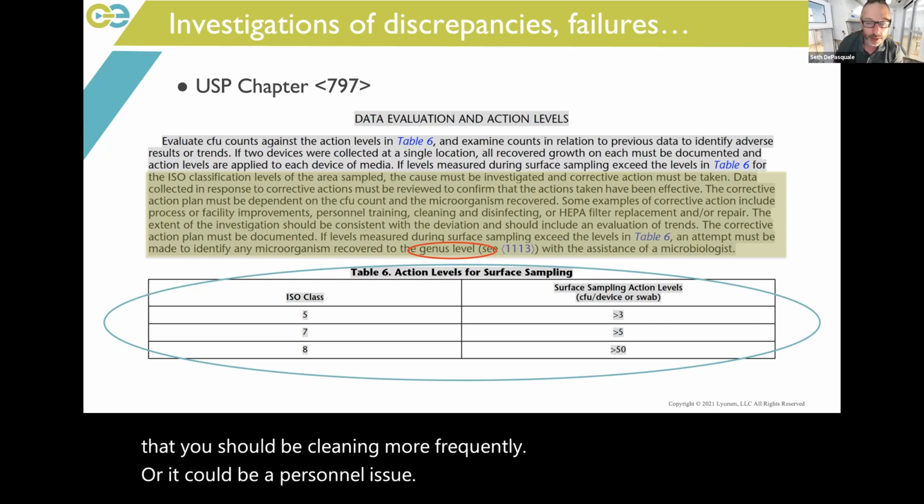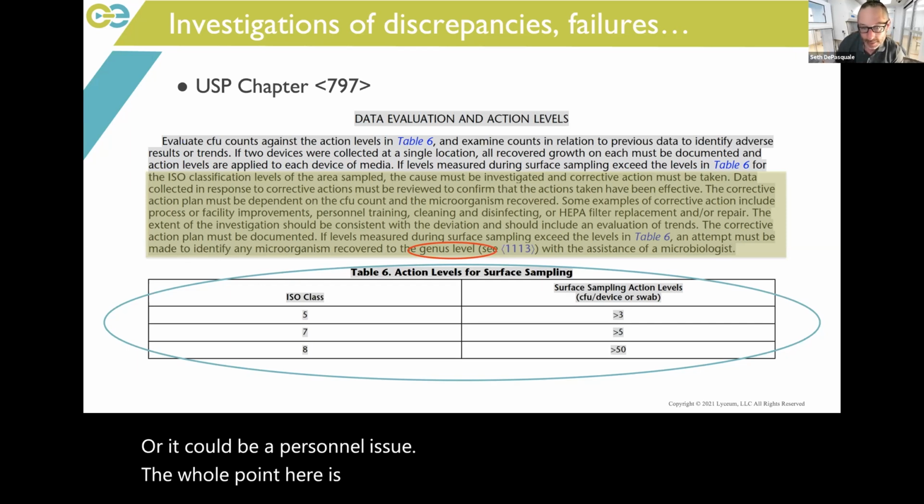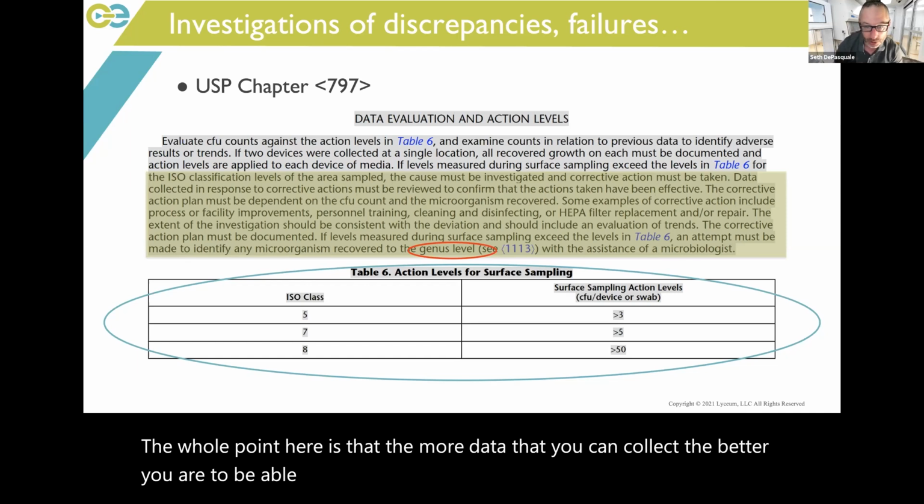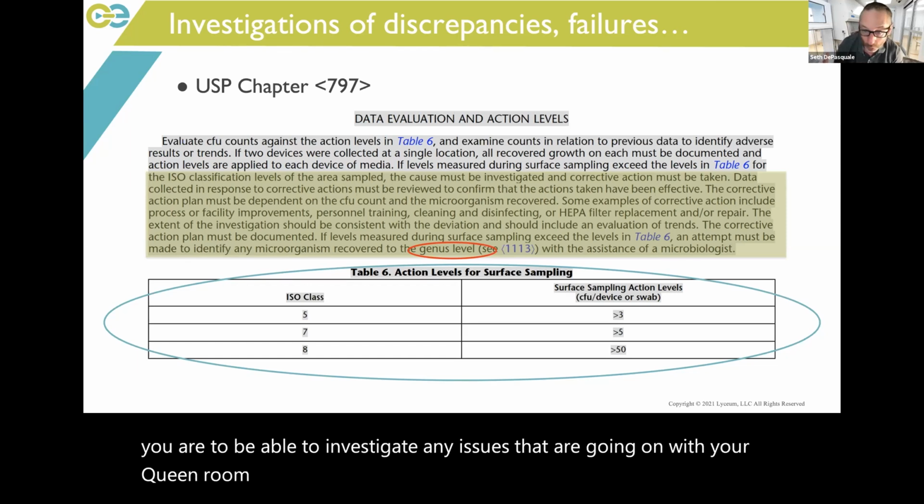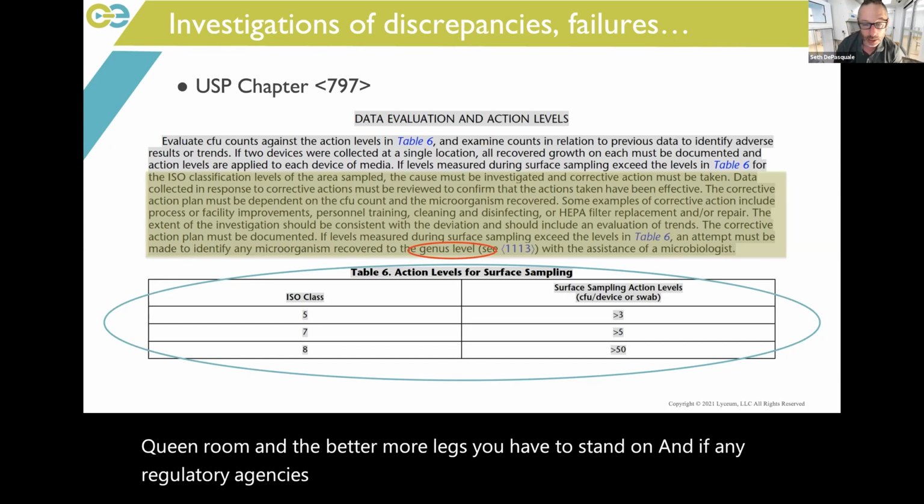The whole point here is that the more data that you can collect, the better you are able to investigate any issues that are going on with your clean room, and the more legs you have to stand on when and if any regulatory agency, State Board of Pharmacy, comes in and starts asking questions.